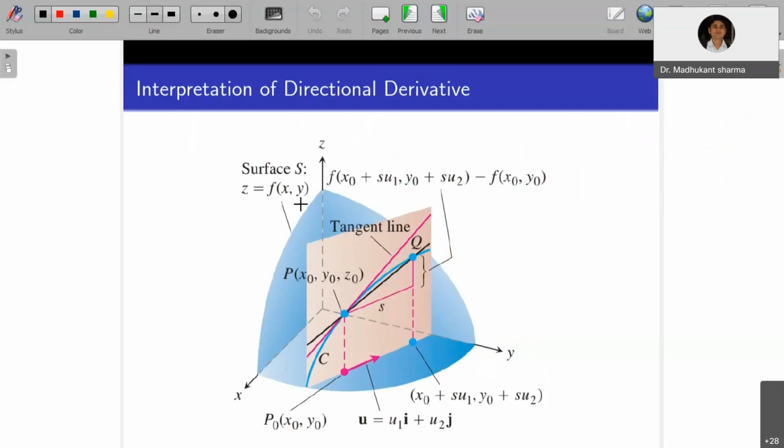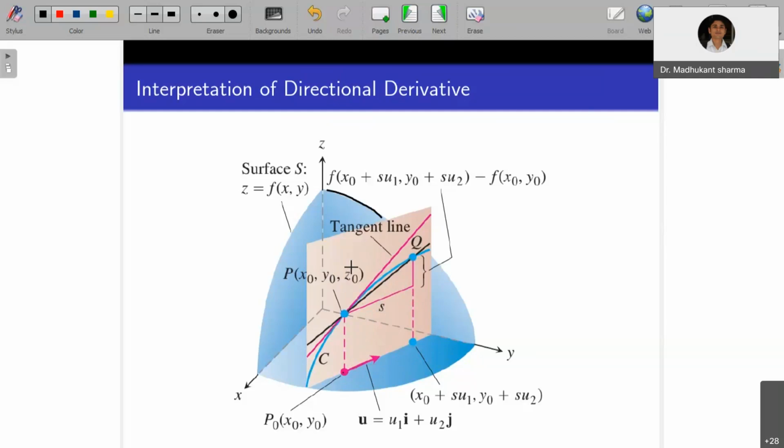If you look at this, the picture is too complicated, but let's try to get into it. So you have this surface here, the surface with blue lines. Now, what we have done when you are finding the partial derivative with respect to x at point x naught, y naught, you are fixing y naught, and you are drawing a tangent plane which cuts the surface at a curve.